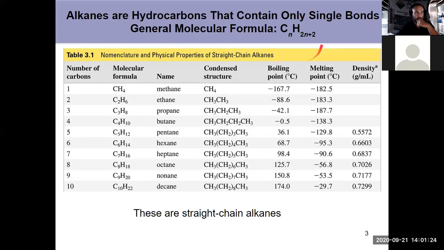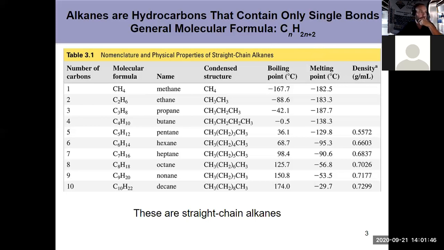See on the top right here, you should make sure you jot down that formula. You need to know it for alkanes, alkenes, and alkynes to quickly predict what you've got. So CnH2n+2, where n is an integer. That gives you the molecular formula for a straight chain alkane. No branches, no rings, nothing else.